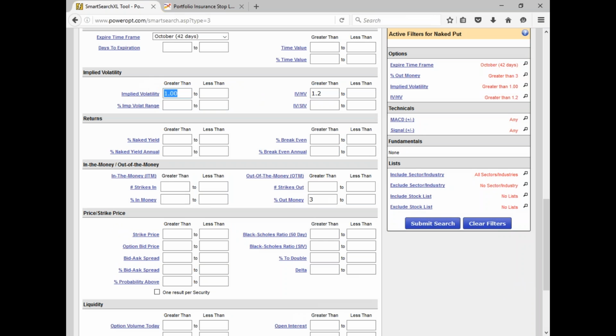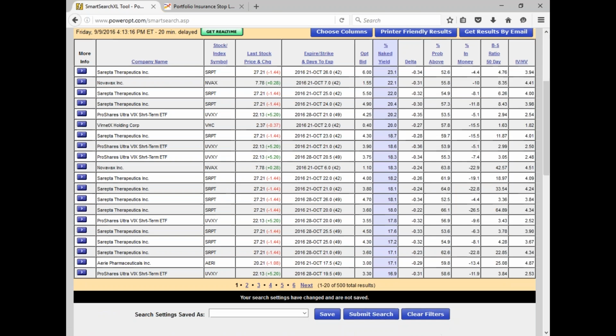But we're looking for what we consider high implied volatility and high IV over HV for October. I didn't put anything for return or stock criteria, anything of that nature, and we have tons of results. A lot of therapeutics, 2 times, 3 times ETFs and things of that nature. So first, let's narrow this down.